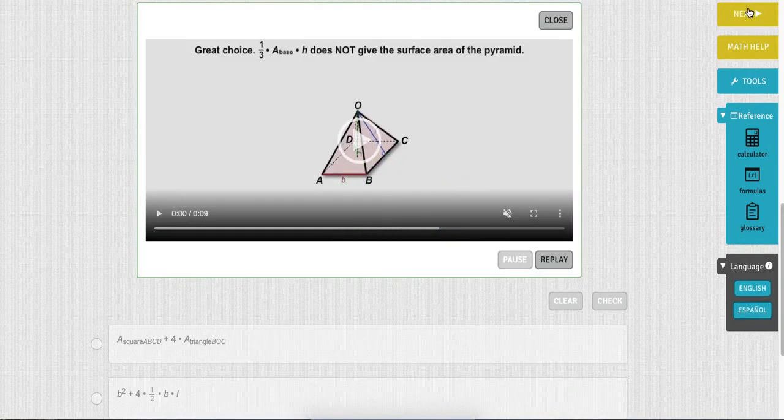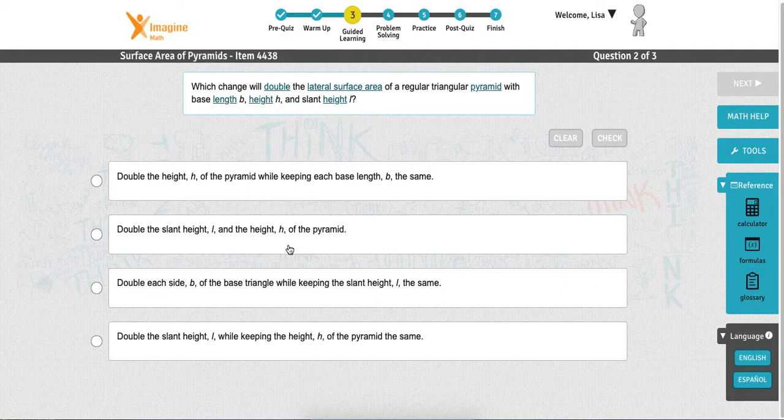Ta-da! We got it correct. Okay, the next one is, which change will double the lateral surface of the regular triangular pyramid with a base length B, height H, and slant height L?